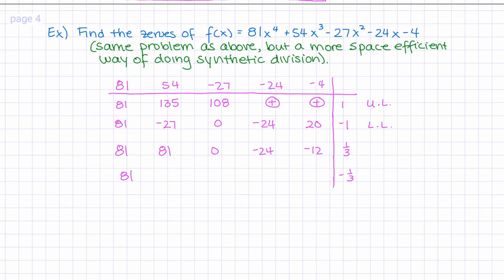Negative 1/3 of 81 is negative 27, and we add. Negative 1/3 of 27 was negative 9, we add. Negative 1/3 of negative 36 was 12, we add. Negative 1/3 of negative 12 is positive 4, we add, and it worked. Yay! Look at how much less space we took.